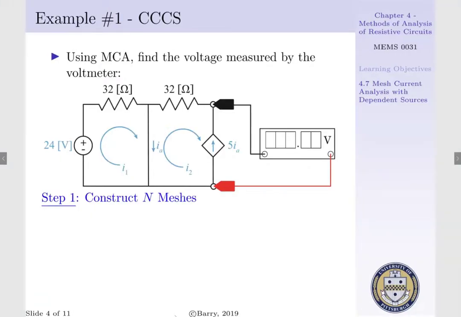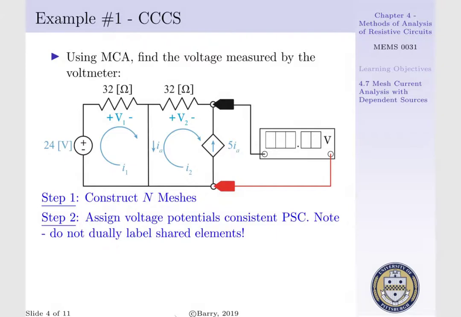To begin, we'll apply our standard 4-step procedure. Our first step is to construct n meshes, where we have mesh 1 and mesh 2. Mesh 1 spans our 24 volt source and our 32 ohm resistor, as well as our short circuit, whereas mesh 2 spans our short circuit, our other 32 ohm resistor, and our CCCS.